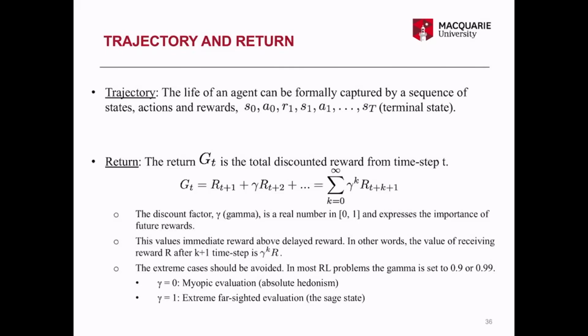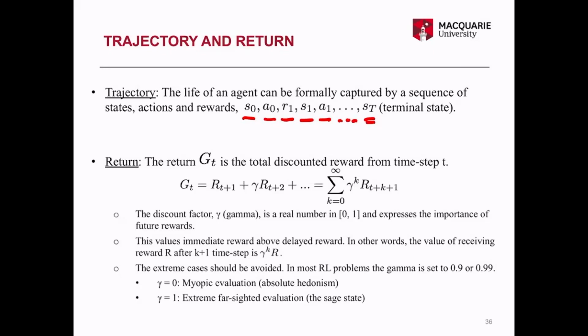The life of an agent, even if it's an artificial one in reinforcement learning, or even an organism, can be formally captured by a sequence of states, actions, and rewards. We start from one state, we do something, we get a reward, we go to the next state, and we do something, and this continues until we reach the terminal state. It's basically a sequence, and you can save it in a list or array and then use it later. So that's why it's relevant and important.